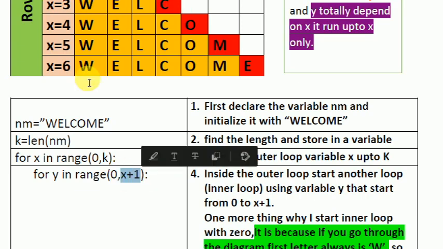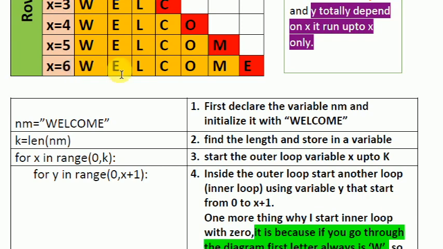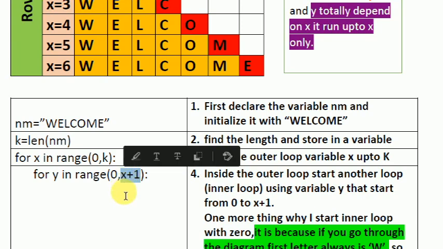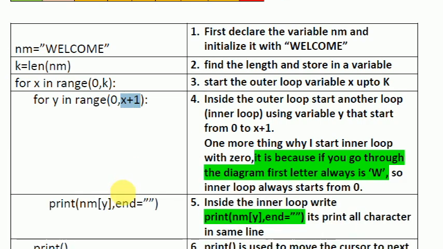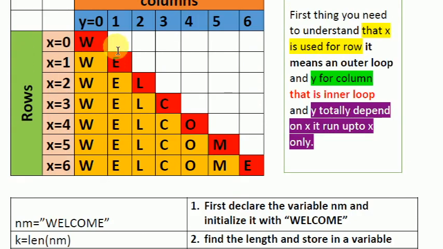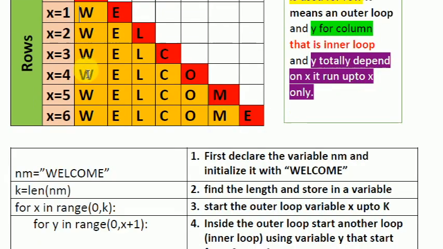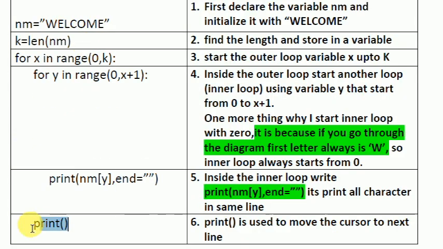That means if the value of x is 6, then 0, 1, 2, 3, 4, 5, 6. So this is the line, x plus 1. It runs up to x plus 1. And inside I write print nm of y. Why am I using y? Because y will give me the values every time: 0, 1, 2, 3, then 0, 1, 2, 3, 4, then 0, 1, 2, 3, 4, 5. And when each line is printed, the cursor should move to the next line. For moving to the next line, you already know that print is going to be used. So this is the way the method is going to work.